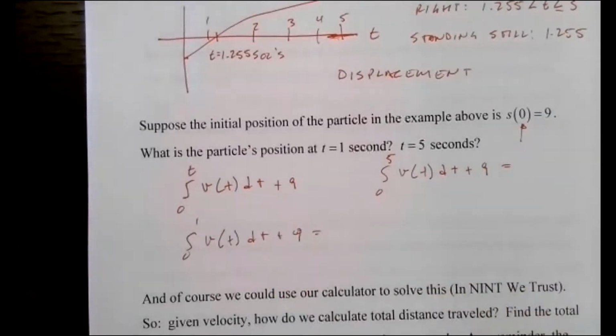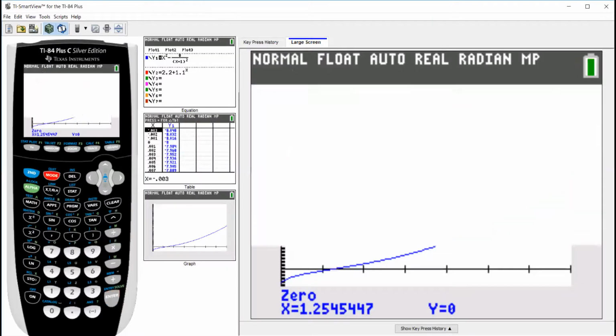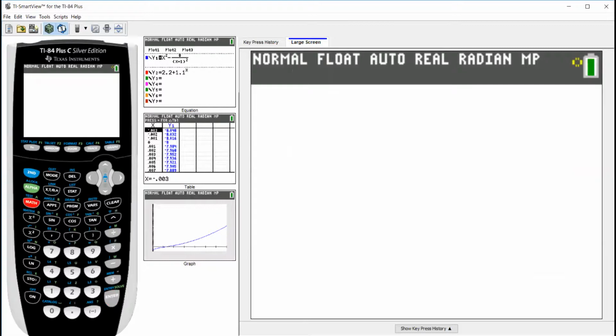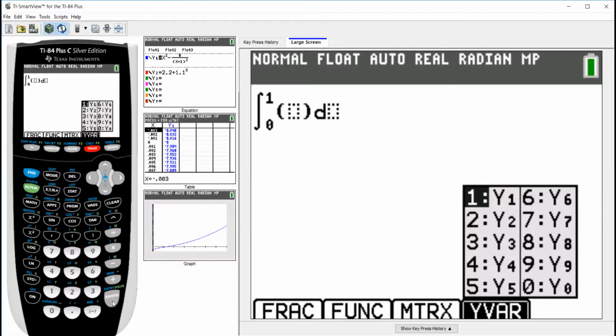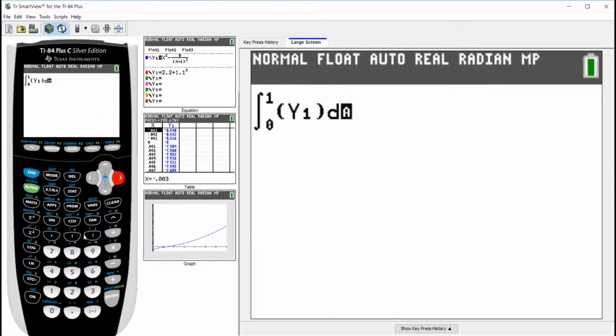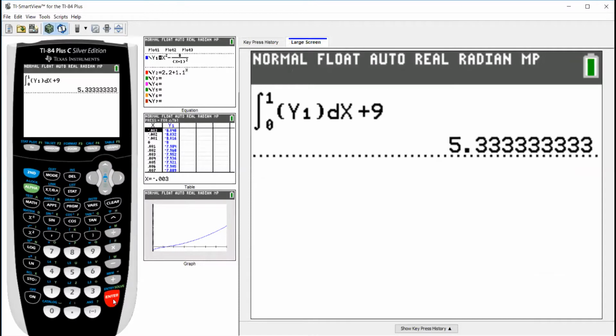So this will give me... let's go back and use our calculator because I have it programmed in. So we get out of there, we go math, 9, 0 to 1, alpha trace, y1 is where it's programmed. It's all with respect to dx because that's our dummy variable, plus 9. So 5.3, what do we got?